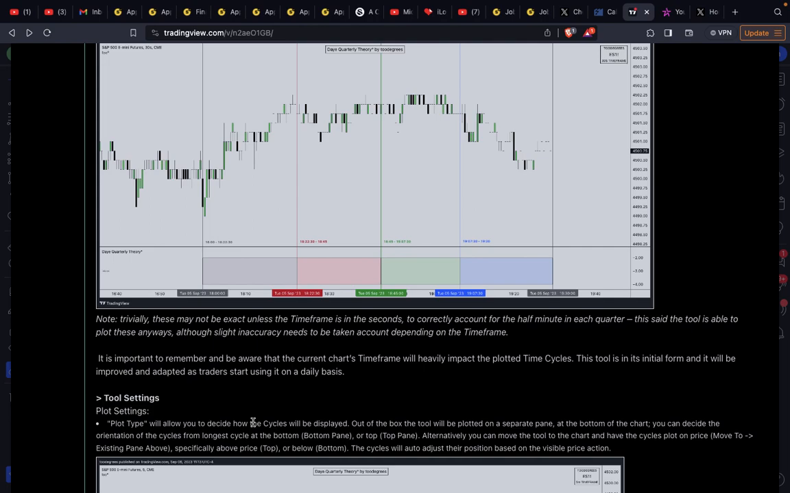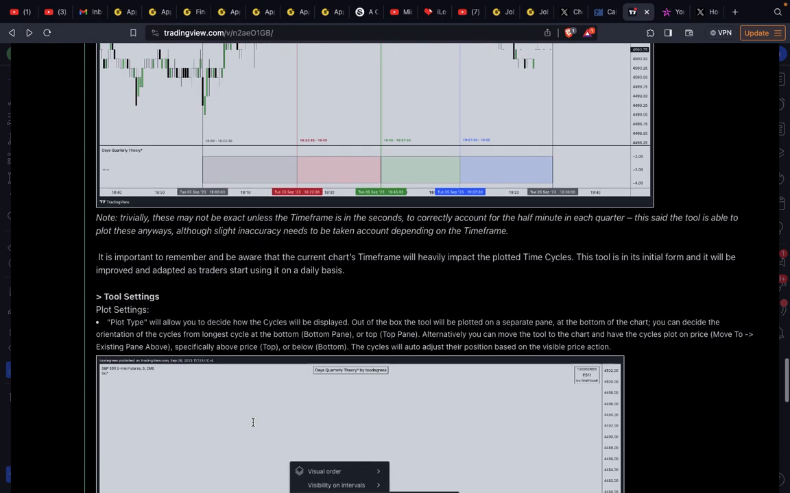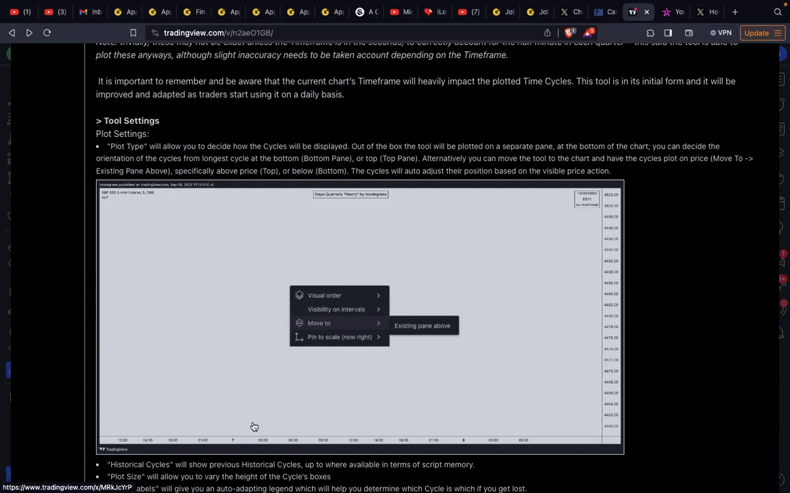Now note, trivially, these may not be exact unless the time frame is in seconds to correctly account for the half minute in each quarter. This said, the tool is able to plot these anyway, although slight inaccuracy needs to be taken into account depending on the time frame. It is important to remember and be aware that the current chart's time frame will heavily impact the plotted time cycles. This tool is in its initial form, and it will be improved and adapted as traders start using it on a daily basis. Then we get the tool settings.